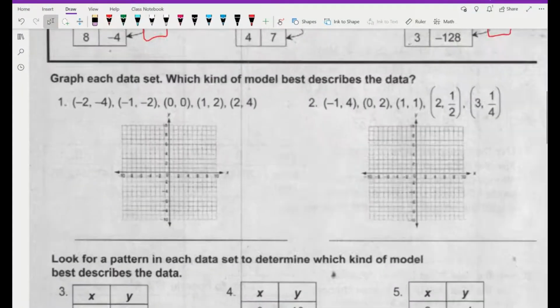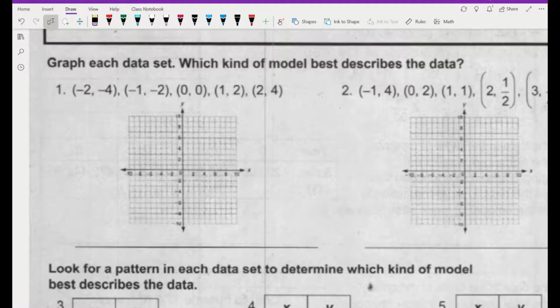Problem number 1. It says to graph these points. So that's what we're going to do. (-2, -4) is about there. (-1, -2) is about here. Then (0, 0), (1, 2), and (2, 4). Now, if we're going to plot these points based on this data set, it looks like it's going to form a straight line.